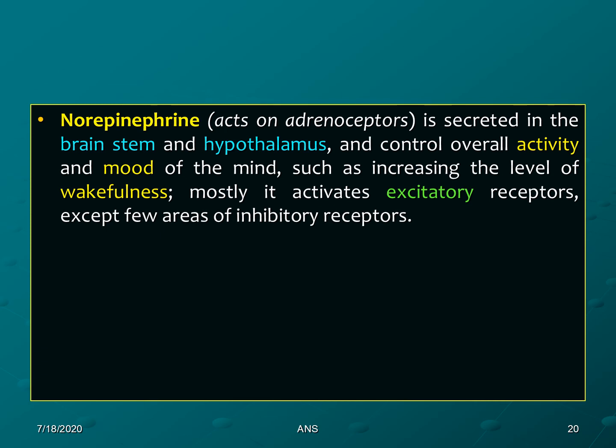Now let's see norepinephrine in the center. We have already studied norepinephrine peripherally, but in the central nervous system it also acts on the same adrenergic receptors present in the brain, and is secreted in the brain stem and hypothalamus, etc. Basically, norepinephrine controls activity and mood of the person and even produces wakefulness. It's a common observation: the moment our sympathetic system is activated, the patient is awakened. All sorts of lethargic and other symptoms are relieved immediately. Mostly, however, it activates excitatory receptors, except a few areas of inhibitory receptors. So norepinephrine is known as an excitatory neurotransmitter at large, except in a few cases.